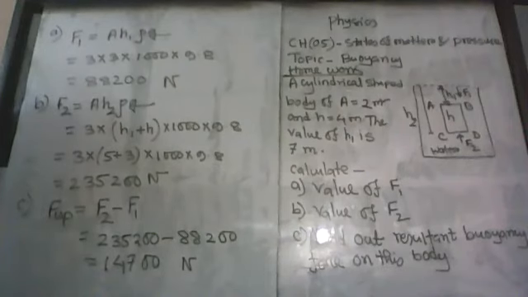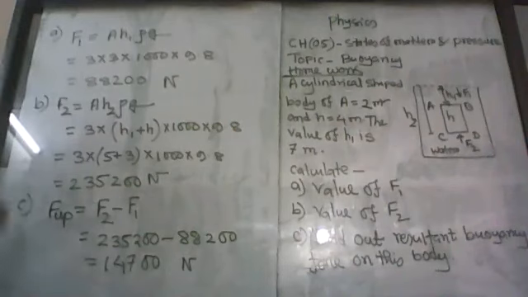Number A, calculate the value of F1. Number B, calculate the value of F2. And question number C, find out the resultant buoyancy force on this body. You just solve this particular math following this procedure A, B, C. I repeat, just following this procedure A, B, C.